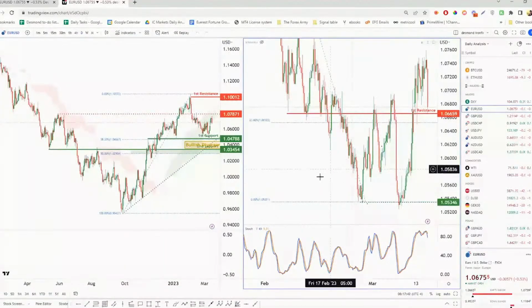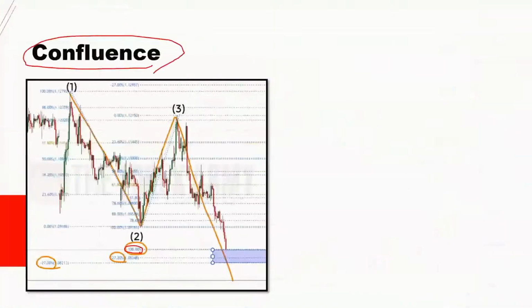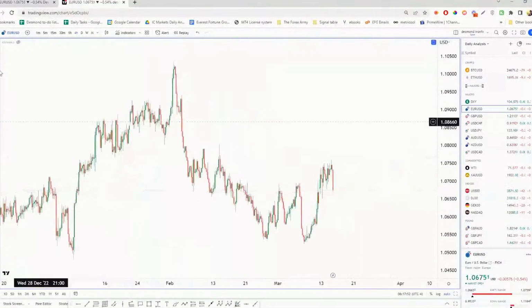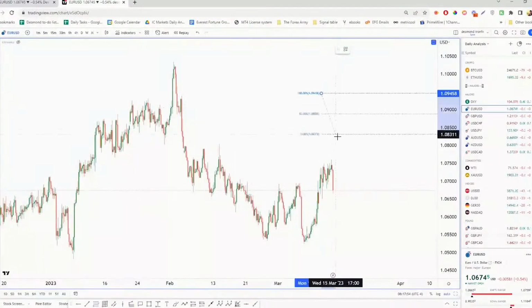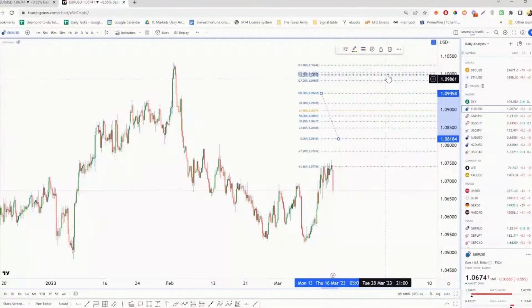Okay, let me show you some examples of Fibonacci confluence. We try to look for them together. So I usually have my Fibonacci retracements when I draw it, with all the different Fibonacci levels over there. When I use all Fibs, it actually shows me everything.